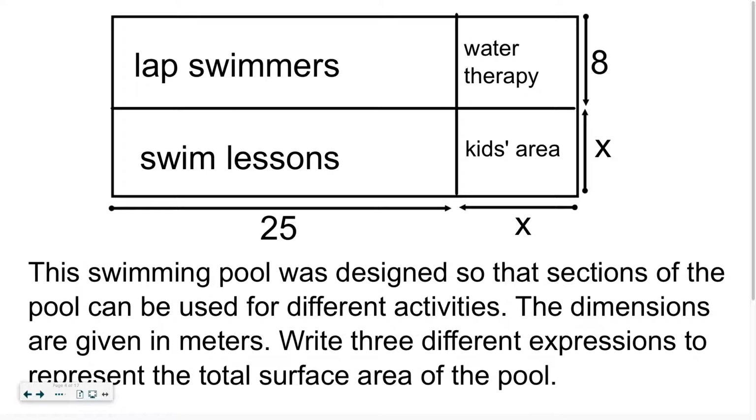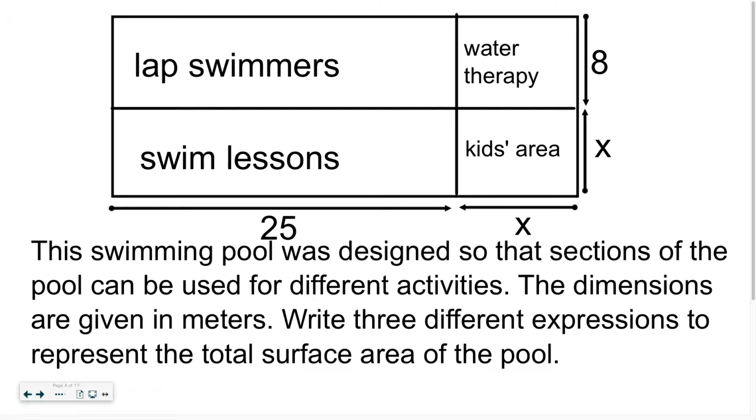So here's our scenario. We're going to continue what we were working with yesterday, talking about equivalent expressions and ways to write expressions out. This swimming pool was designed. It's a big swimming pool, and it was designed so sections can be used for different activities. The dimensions are given. This top section is just for people who want to swim back and forth. This section here is for anyone who's taking a swim lesson.